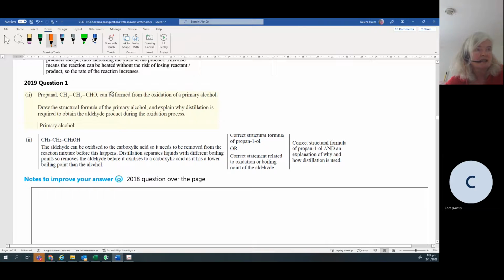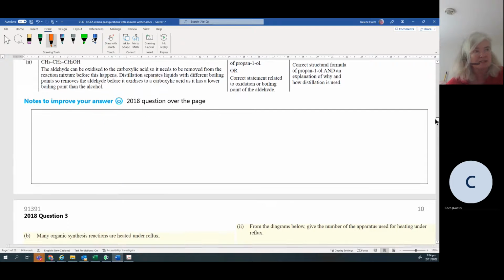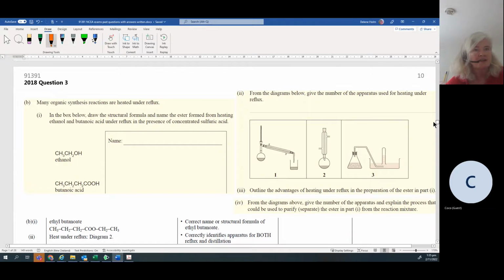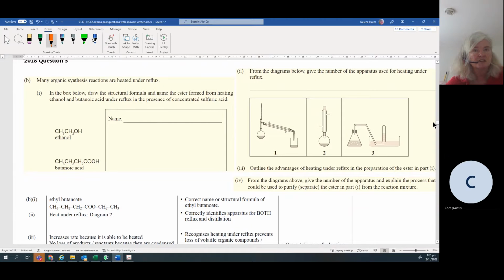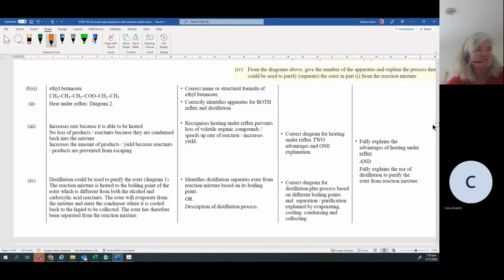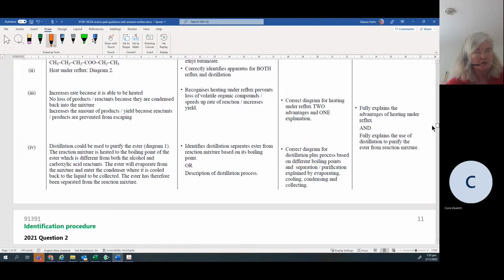Here's again an aldehyde done by oxidation. So of course, whenever you make an aldehyde from a primary alcohol, you're going to need to distill. If you want to make the carboxylic acid, you reflux. So here again are some questions about it. Right, so you'll notice there's always something to explain about the practical work.